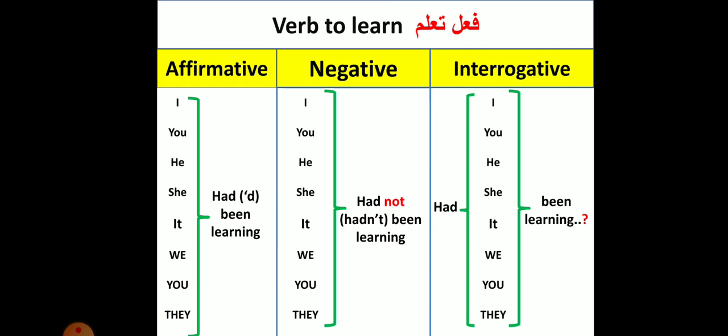For the interrogative form, we exchange the order between the subject and the first auxiliary verb. Okay? So had I been learning? Had you been learning? Had he been learning? Had she been learning? Had it been learning? Had we been learning? Had you been learning? Had they been learning? Okay? So please practice and practice.